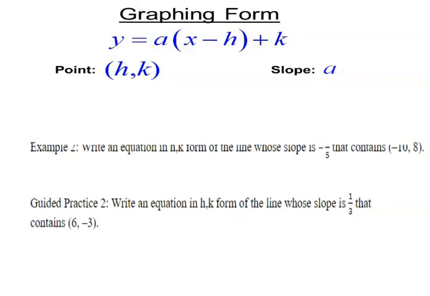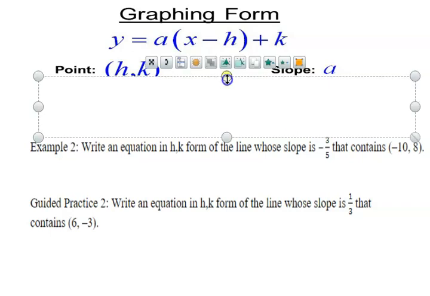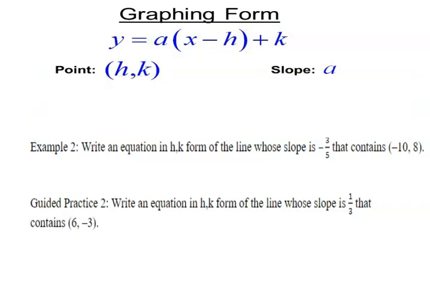All right, so now we're going to write these in graphing form. So if you can put this on your notes, that would be great. It's not added. It's not put in your notes, but I'd like you to put them on there. So graphing form: y equals a times x minus h plus k. HK is just a point that they give you, and slope is A. It's also known as M, so you can also put an M here.